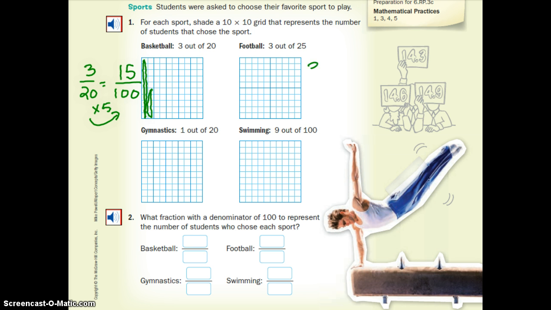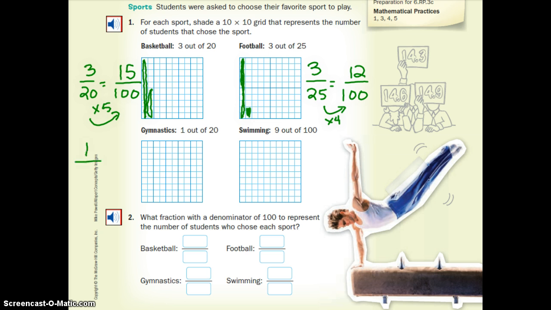Then I have 3 of 25. I need to get that up to 100, so I'm going to multiply by 4. 4 times 3 is 12. I know one of these columns is 10, and I need 2 more of these little guys.